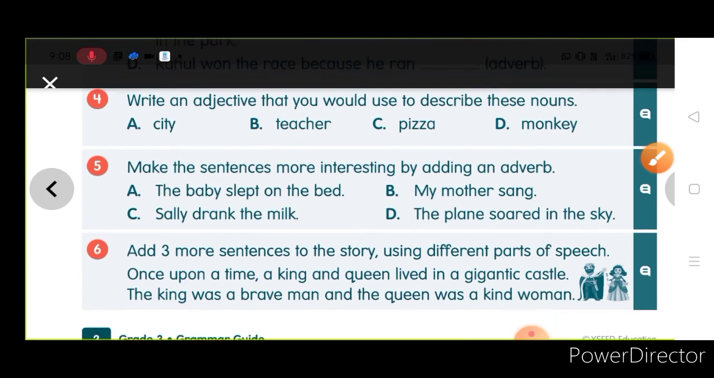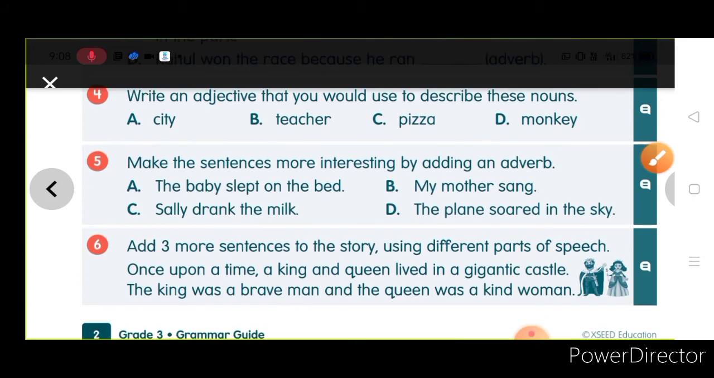In the same manner, make sentences more interesting by adding an adverb. Here, the baby slept on the bed. How was the baby sleeping? Very calmly she is sleeping. And how did your mother sing? My mother sang melodiously, sweetly. You can write down. Sally drank the milk slowly. How did she drink the milk? You have to write down.